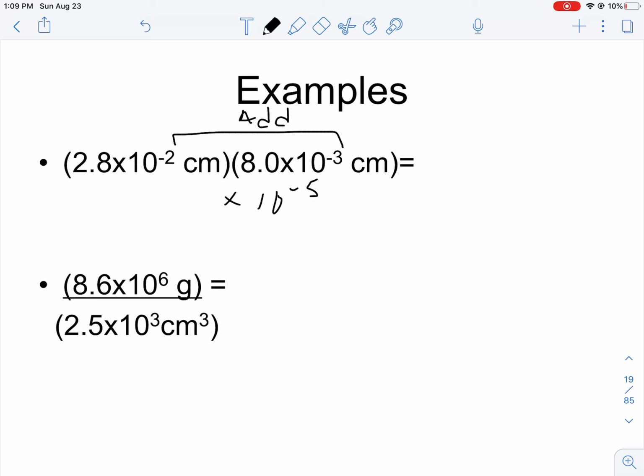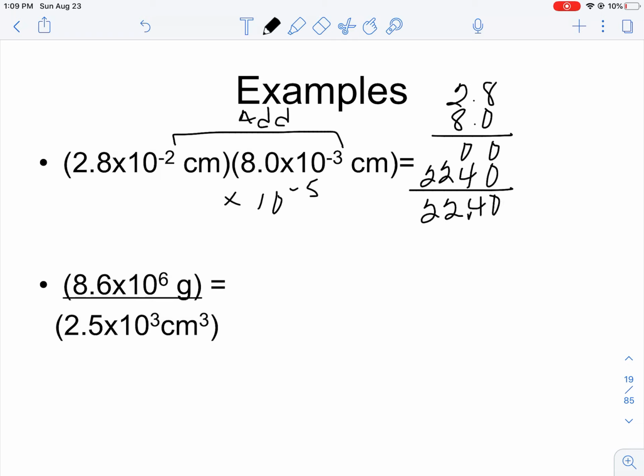And then I'm going to multiply my coefficients, 2.8 times 8.0. I'm just going to do this longhand just this one time. Multiply that out. Haven't done this probably in a while. Okay, so that's our number, 22.40. All right, so notice this. We've got 22.40 times 10 to the negative 5, and our units: centimeter times centimeter is centimeter squared.